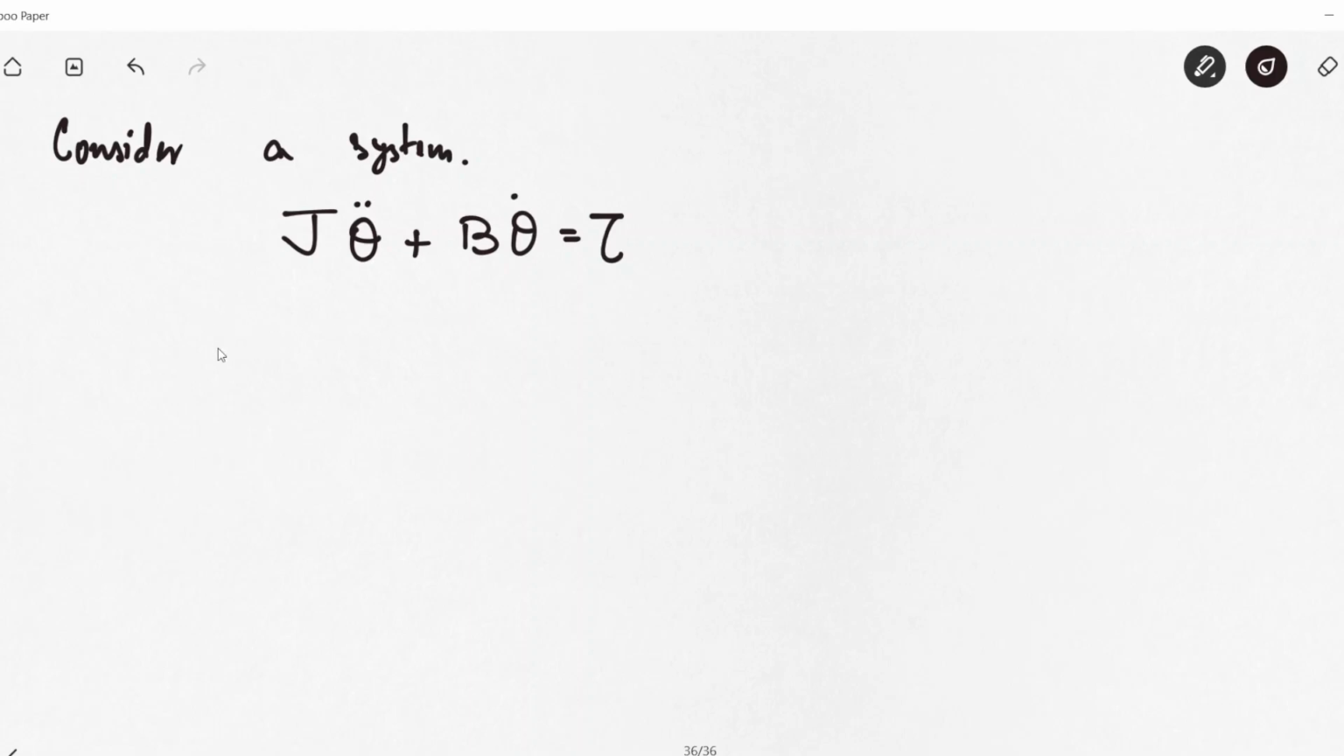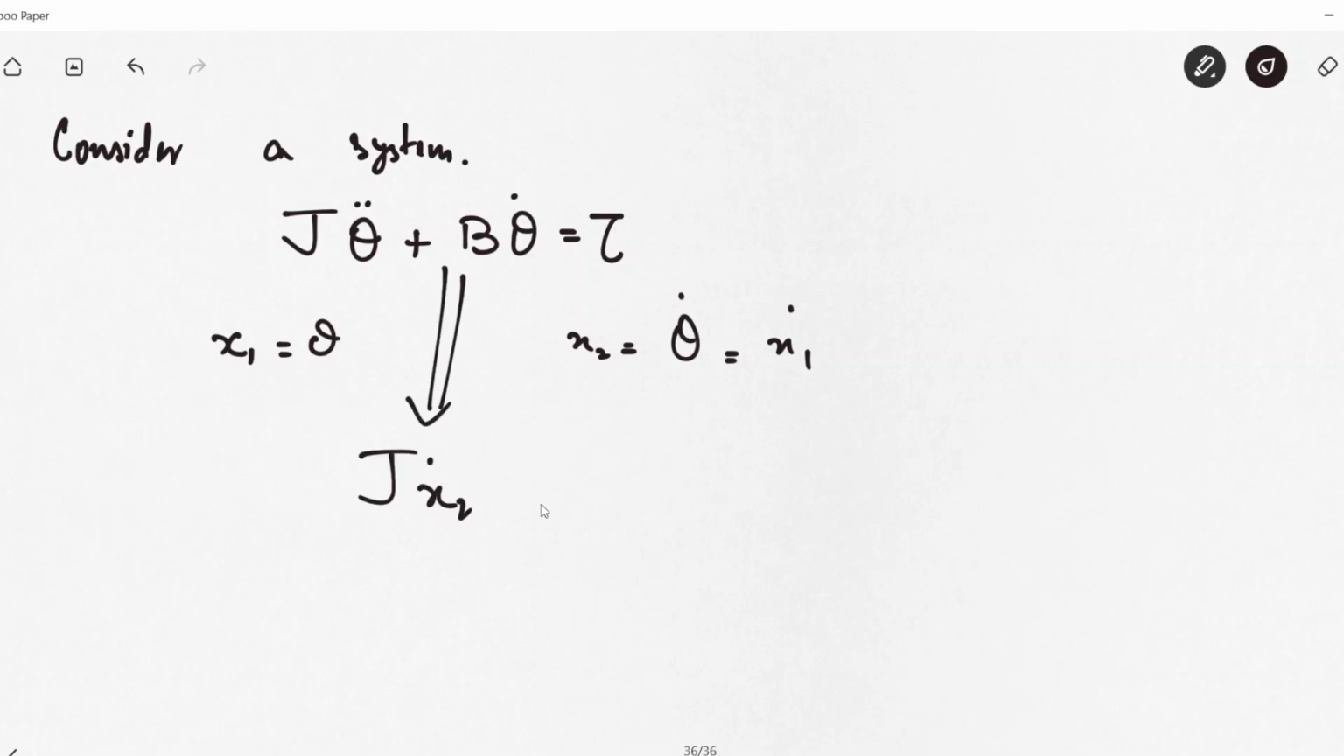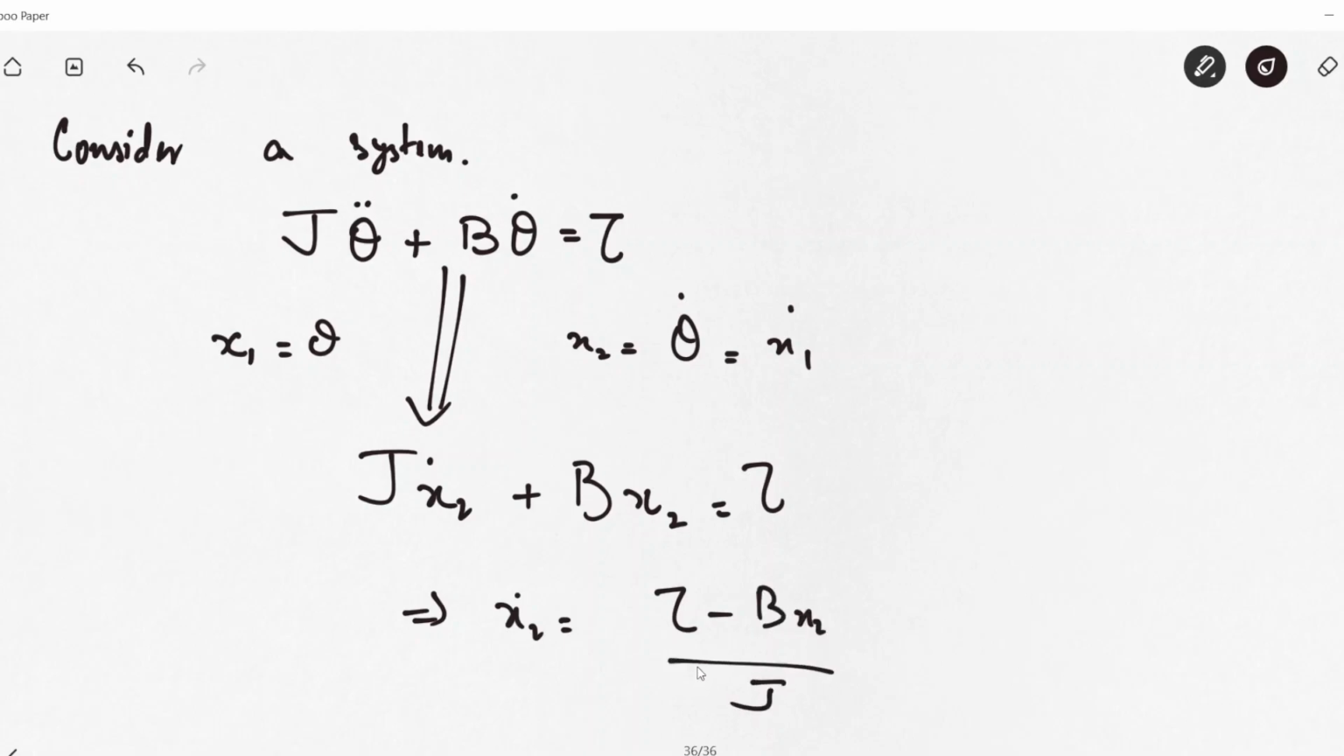Now what we'll do is choose the state variables for the system, x1 equal to theta and x2 equal to theta dot, which is equal to x1 dot. So from this equation, J x2 dot plus b x2 equal to tau, which implies x2 dot is equal to tau minus b x2 divided by J. So what we have is x1 dot is equal to x2 and x2 dot is equal to tau minus b x2 by J.